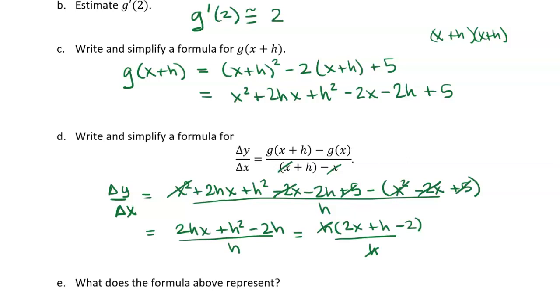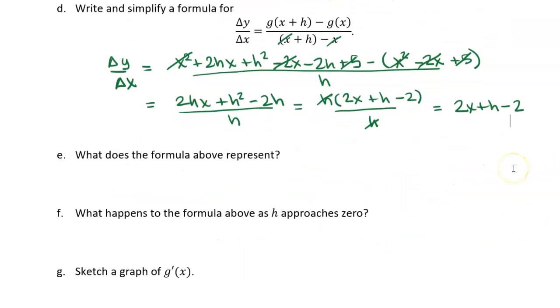You're essentially distributing a 1 over h. This dividing by h is the same as multiplying by 1 over h, and then you can think of using the distributive property. So either way, those h's cancel, and all we're left with is 2x plus h minus 2. All right, so that's nice. It simplifies down nicely there. What does the formula above represent?